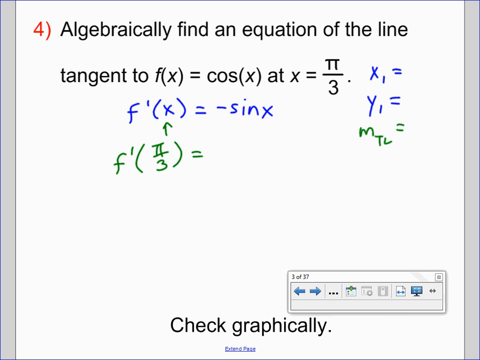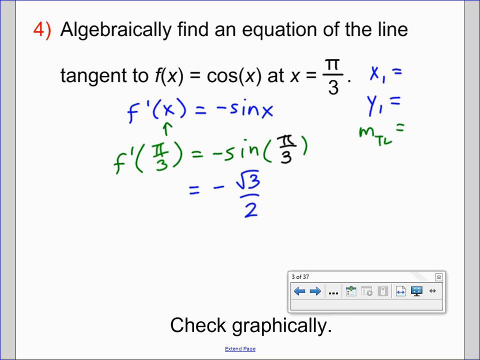Therefore, my slope of the tangent line m must be opposite of sine of pi over 3. Good thing we have our unit circle memorized, right? We know that the sine of pi over 3 is right here, root 3 over 2, and the opposite of that would be negative root 3 over 2. So it appears as though the slope of my tangent line is opposite of root 3 over 2. Raise your hand if you had this for your slope of the tangent line. Slope of the tangent line?